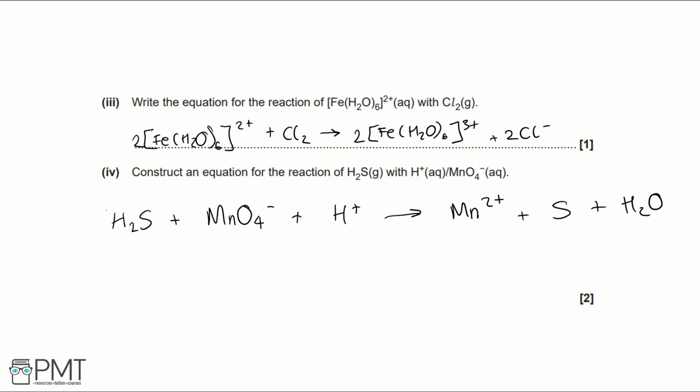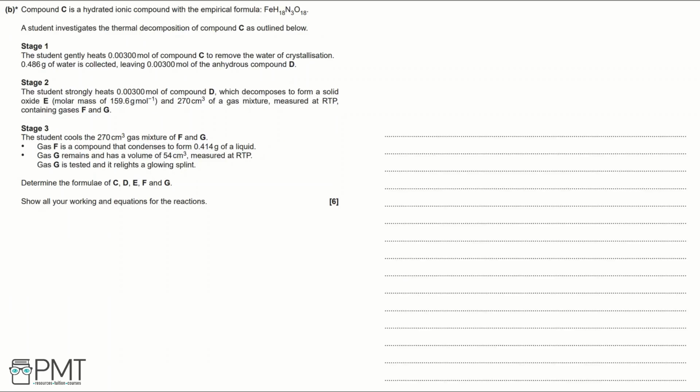Balancing the equation, we would have 5 H2S, and so we need 5 S and 8 H2Os. And then we're going to have 2 MnO4 minuses, which means we need 2 Mn2 pluses. And balancing our H pluses, we need 6 of them. So for this question, you get a mark for having the correct equation, and then you get a mark for balancing the equation.